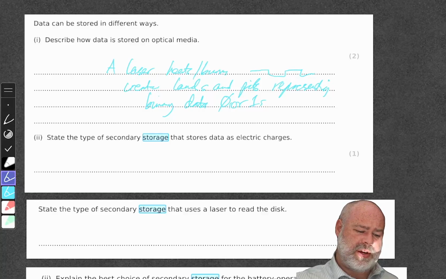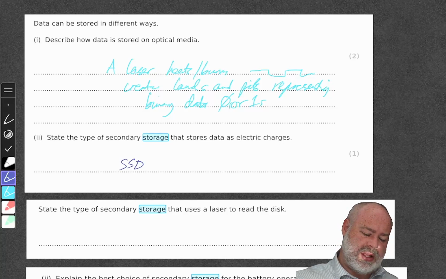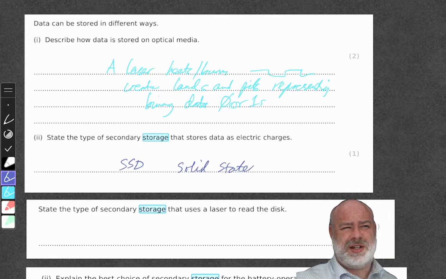State the type of secondary storage that stores data as electrical charges. Well, that's easy, isn't it? So you could put SSD here, and I think they'll give it to you. But it's better to say solid state. And it's easy to remember because it doesn't move. It's a memory system that doesn't move.